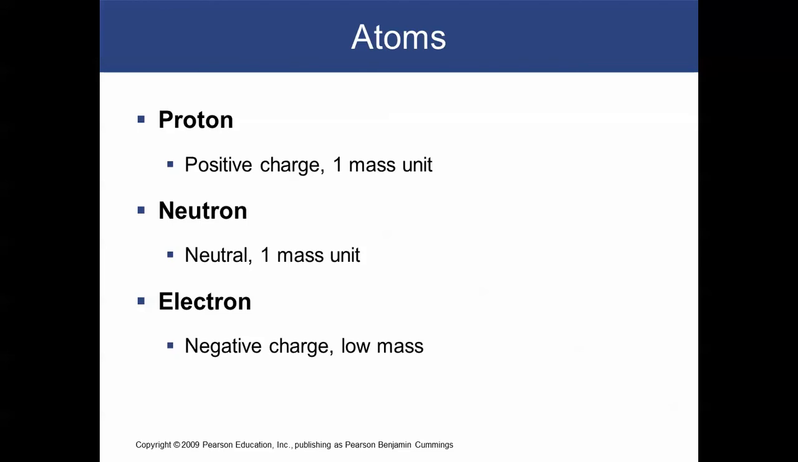Protons are positively charged. They have one mass unit. Neutrons are neutral. They also have one mass unit. And electrons are negatively charged, and they're very, very tiny.